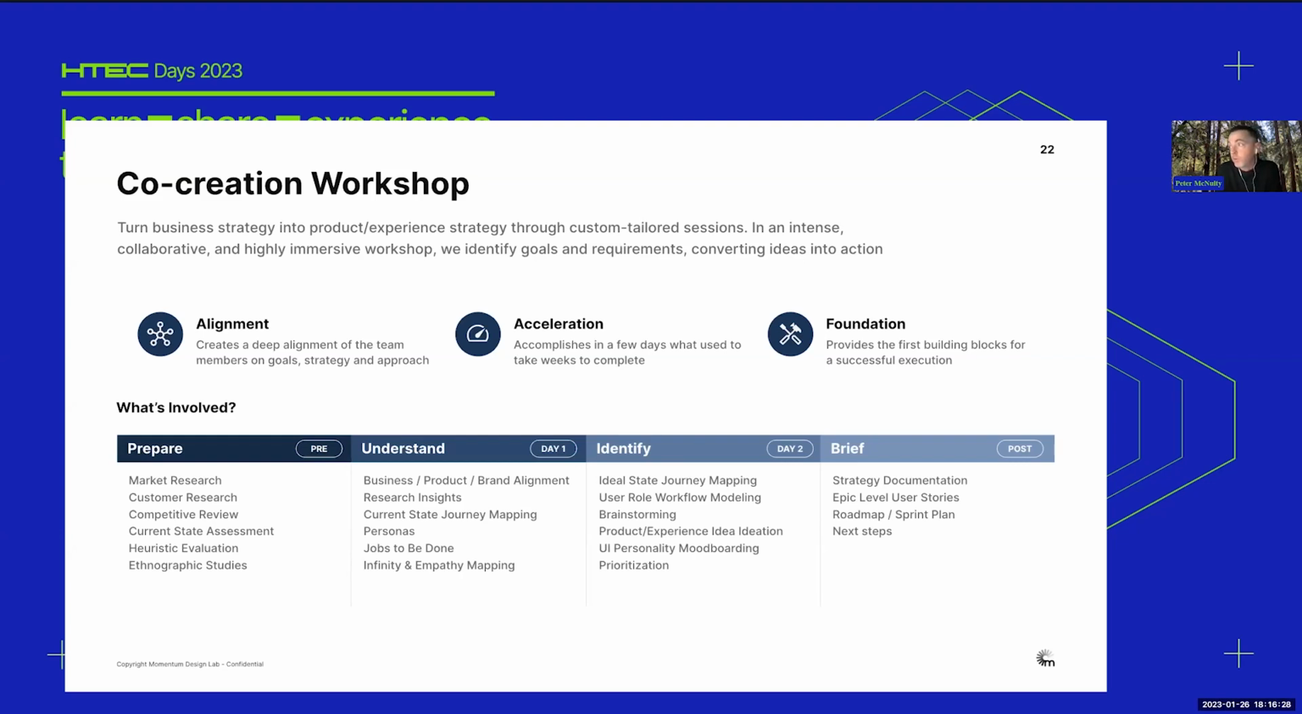At the end, we summarize. So through the stages from discovery through the end of workshops, we encapsulate it into a strategy document. We call it an experience brief. And that gives the documentation of everything that we talked about up to that point, all the learnings, and we develop a roadmap, a sprint plan. It really depends on the engagement. And then we move into design.